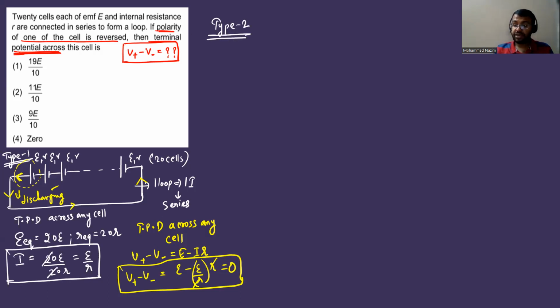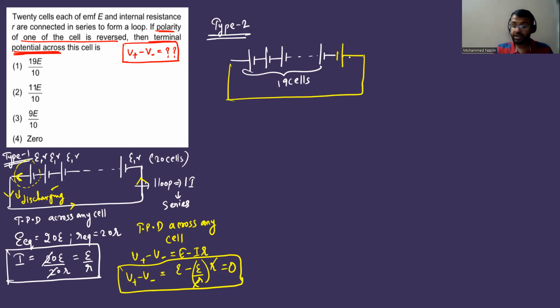20 cells of EMF E and internal resistance R are connected in series to form a loop. If the polarity of one of the cells is reversed, that means 19 cells were connected properly. Only one cell terminal is reversed. Are you getting it? And what is the potential difference across this cell, the cell whose polarity you have reversed? We need to find the terminal potential difference, meaning V plus minus V minus, for this one cell.